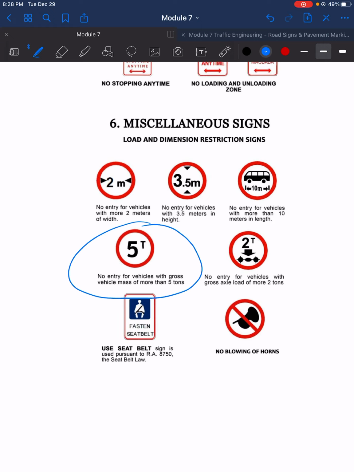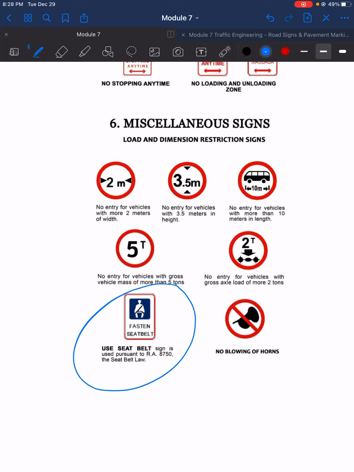No entry for vehicles with gross vehicle mass of more than 5 tons. So, dapat 5 tons pababa ang pwede lang papasukin. No entry for vehicles with gross axle load of more than 2 tons. Use seat belts sign, and it is used pursuant to Republic Act 8750 or the seat belt law. No blowing of horns.